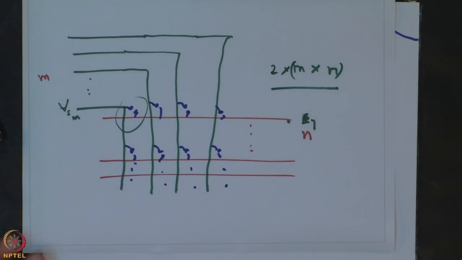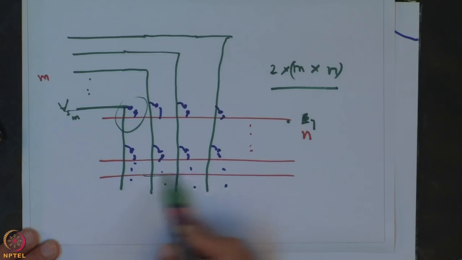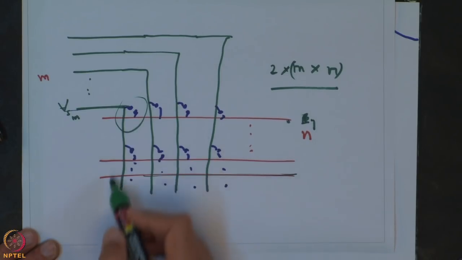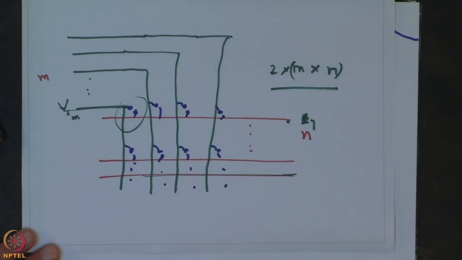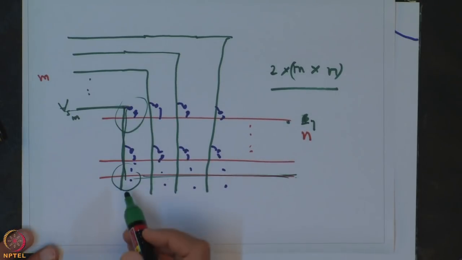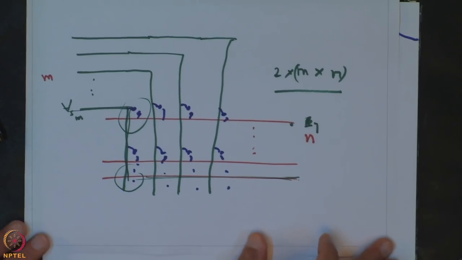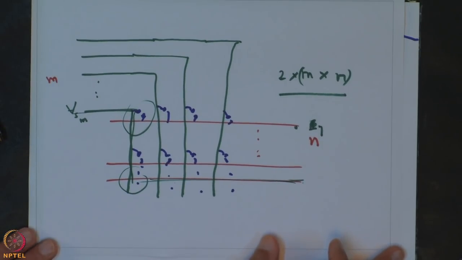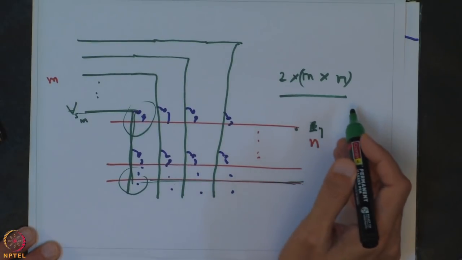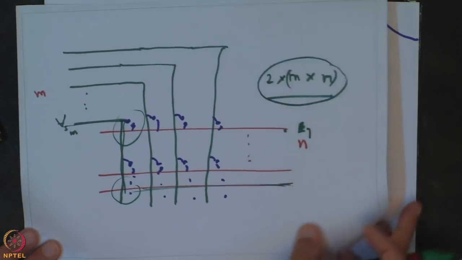Now, in many converter systems, there is a possibility that one of the lines, for example this line in the input and this line at the output, might be connected as a common ground reference. And in that case, one of the switches which will be connecting this line and this line will not be needed, okay? And this corresponds to the degeneration of this line. So we will have at the max 2 into m into n number of switches which will be required.